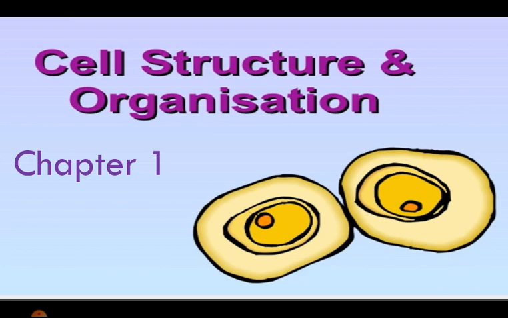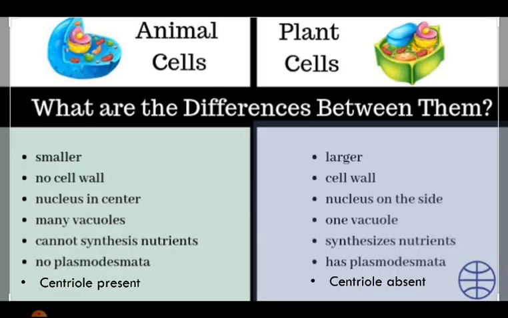This is your biology class and we are studying the first chapter of biology, that is cell structure and organization. This is your second lecture of the week. In our previous lecture, we finished our cellular organelles. We have discussed all the important cellular organelles which are present in the cell. Today we will discuss the difference between an animal cell and a plant cell.